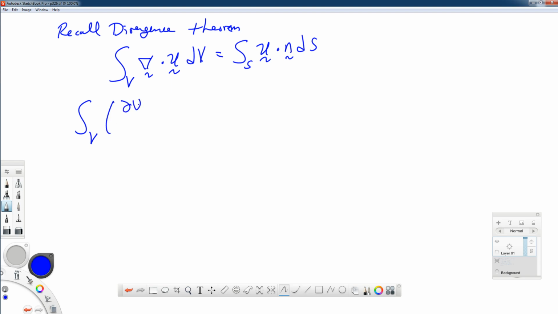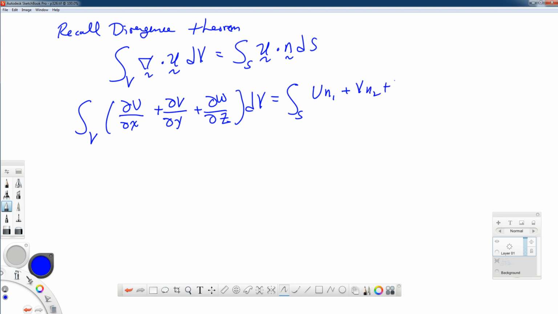And so it has an expression like the partial of u with respect to x, plus the partial of v with respect to y, plus the partial of w with respect to z, dV, that would be equal to a surface integral of the u component, let's see, trying to make a capital U here this time, times the n1, plus the v component times n2, plus the w component times n3, integrated over the surface. So n1, n2, n3 are the unit normal.